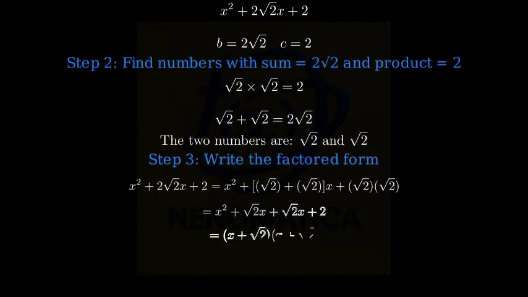Therefore, the factored form is (x plus square root of 2)(x plus square root of 2), which can be written as (x plus square root of 2) squared. Now, let's summarize the sum and product method with a clear algorithm you can follow for any quadratic trinomial.